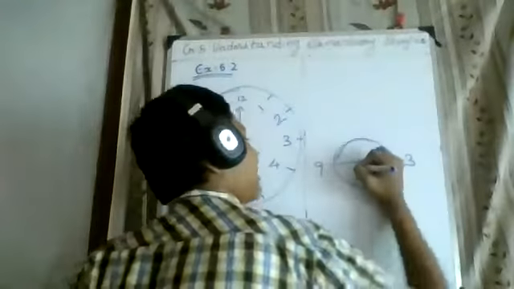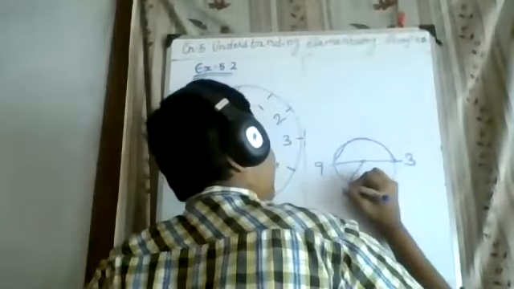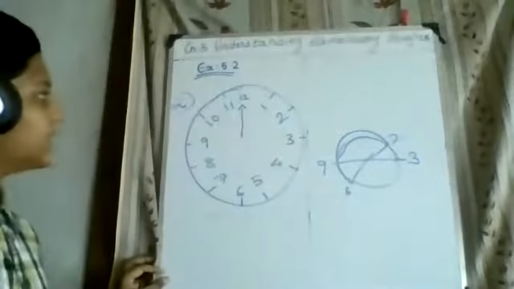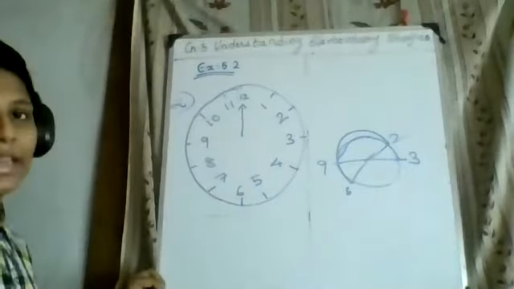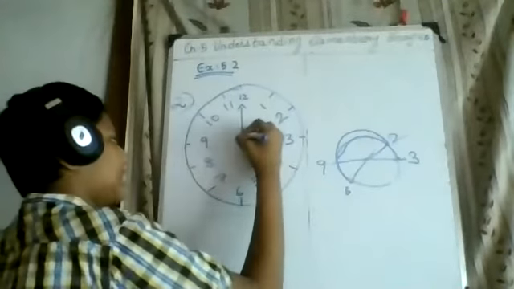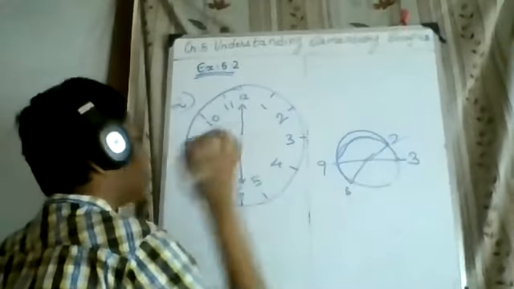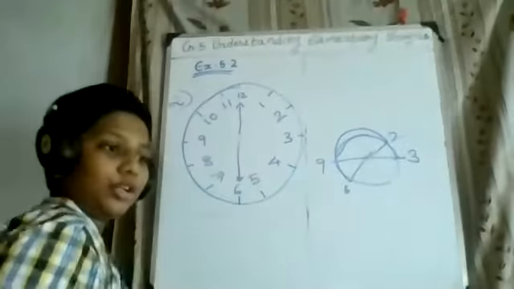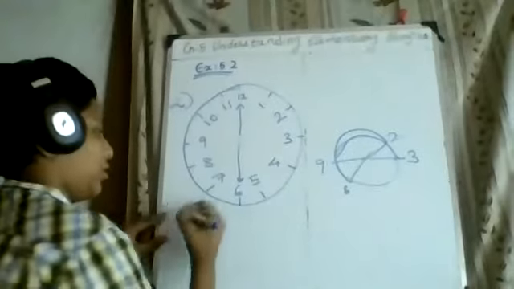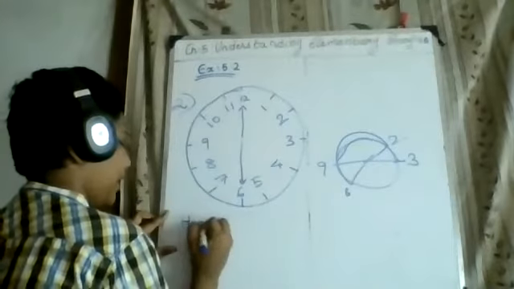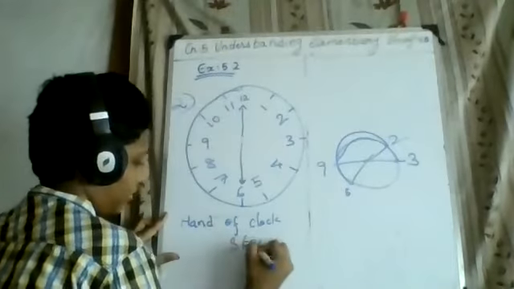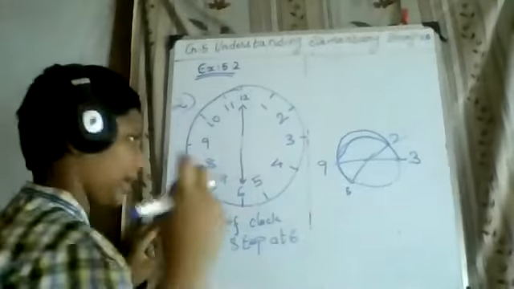Otherwise, if we start from 8, if it makes half revolution, it will stop at 2. Like that. See, if it starts from 12 and makes half of the revolution, it will stop at 6. Then it correctly divides the circle into 2 equal parts. Where will the hand of the clock stop? Hand of the clock stops at 6.